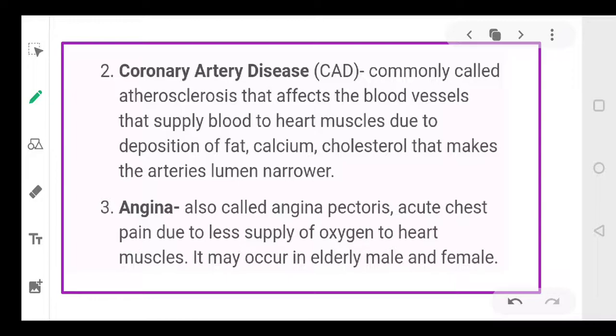Second is coronary artery disease. It is often called atherosclerosis, right everyone? Now in this particular disease, what happens? Your vessels are affected. Your blood vessels are affected, those vessels which supply blood to the heart muscles.